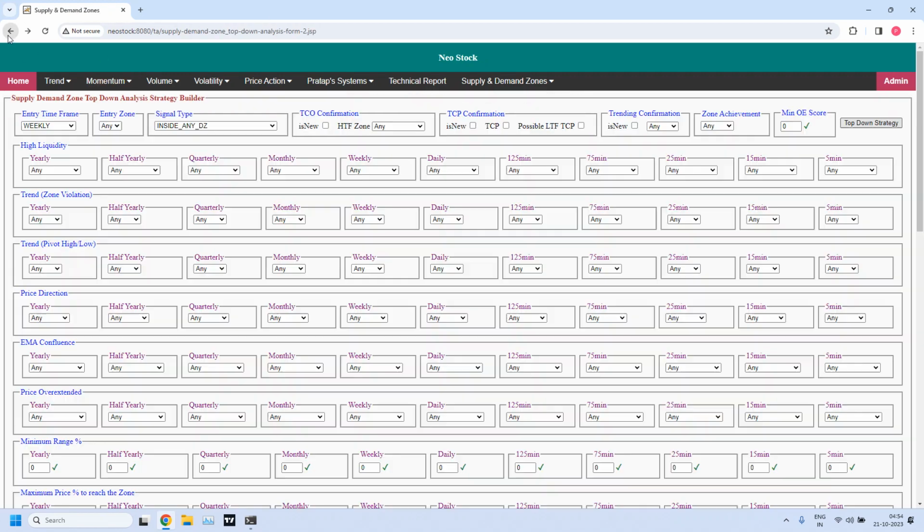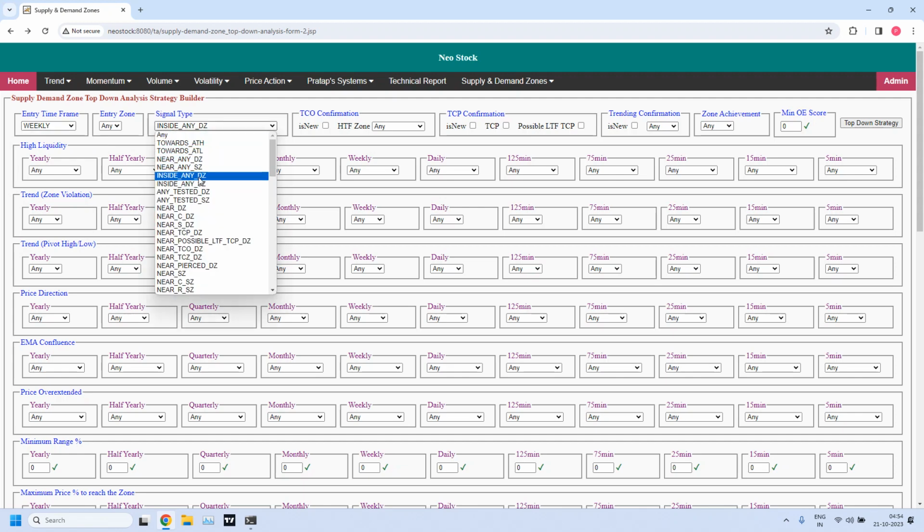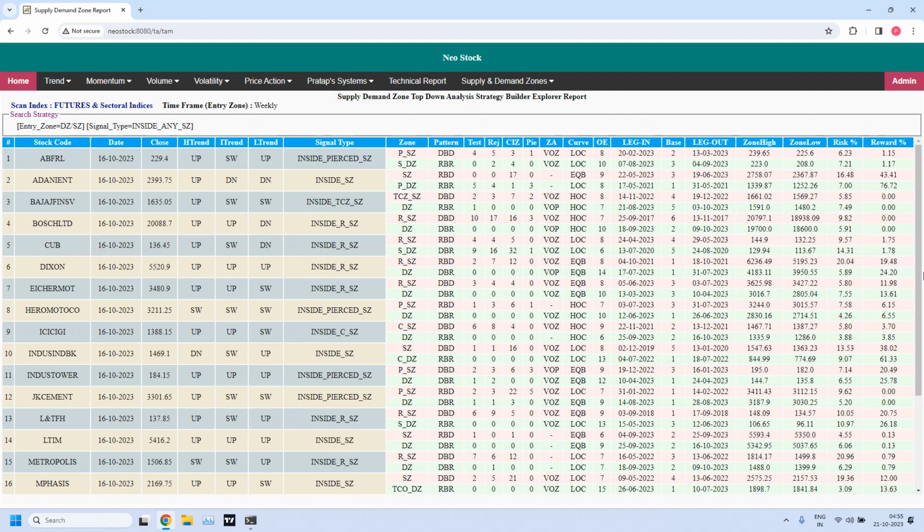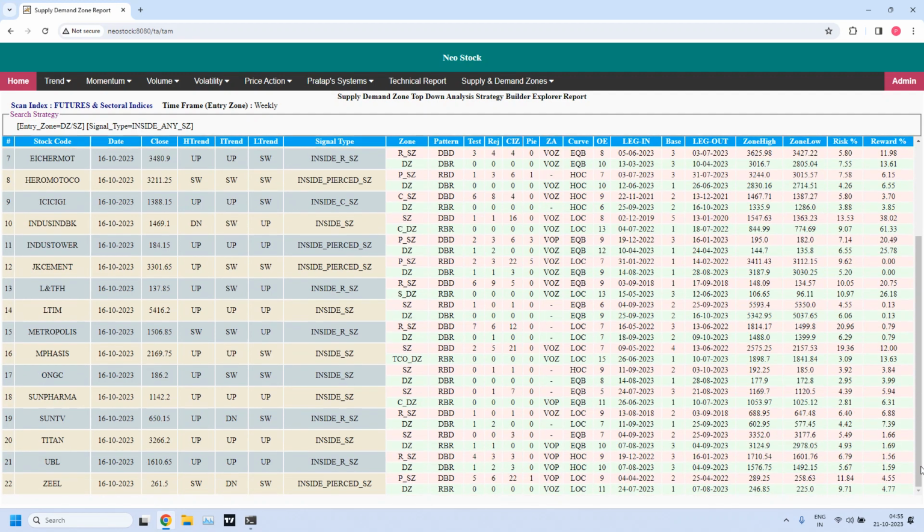So let's go back. For entry time frame weekly, let us find the stocks where price closed inside weekly supply zone. This is the filtered list. Total 22 stocks filtered where price closed inside weekly supply zone.